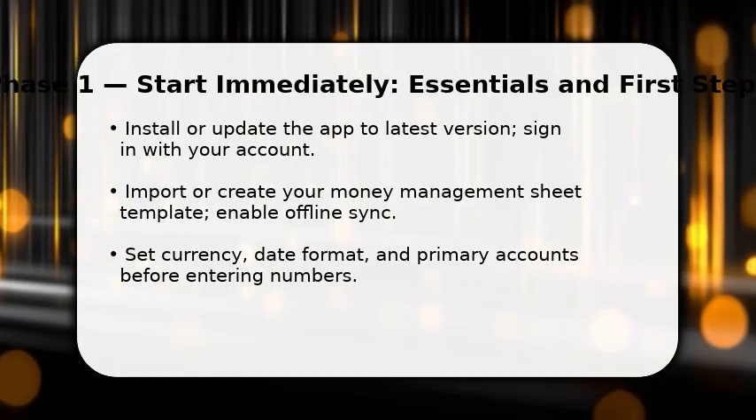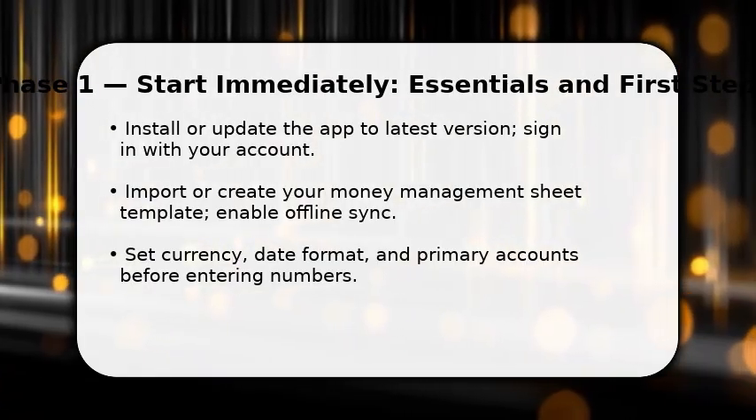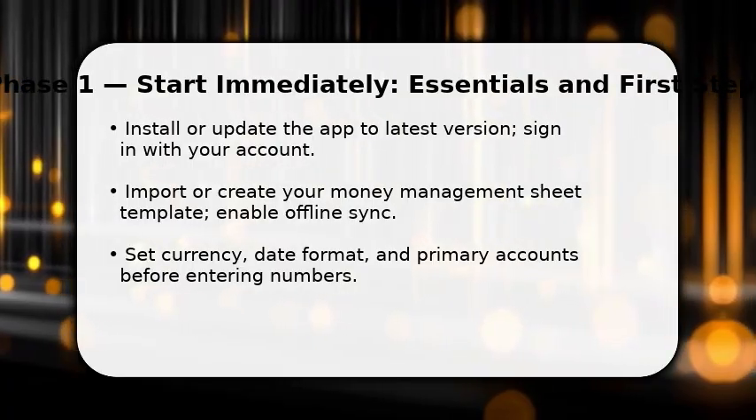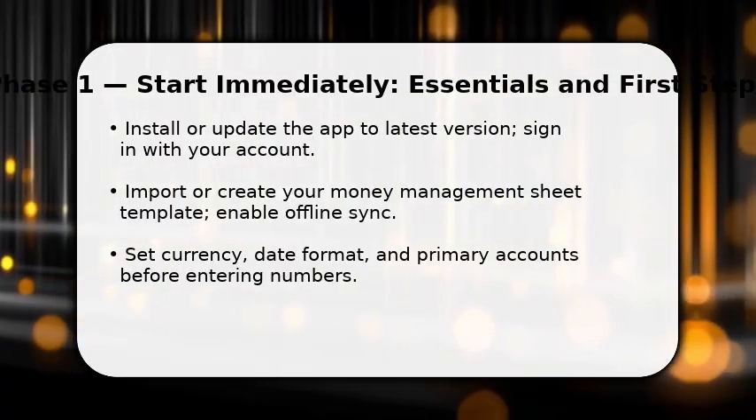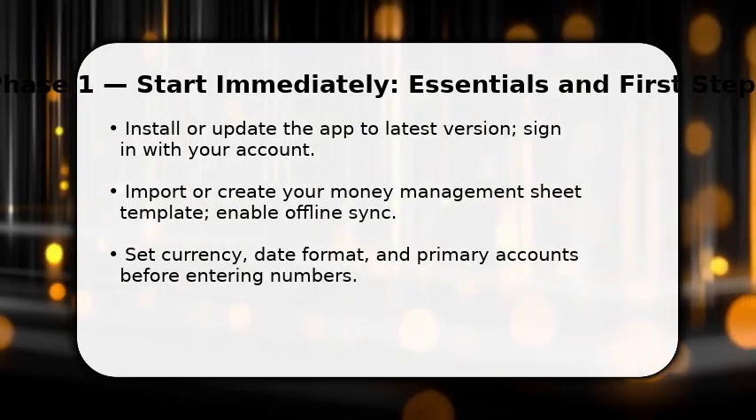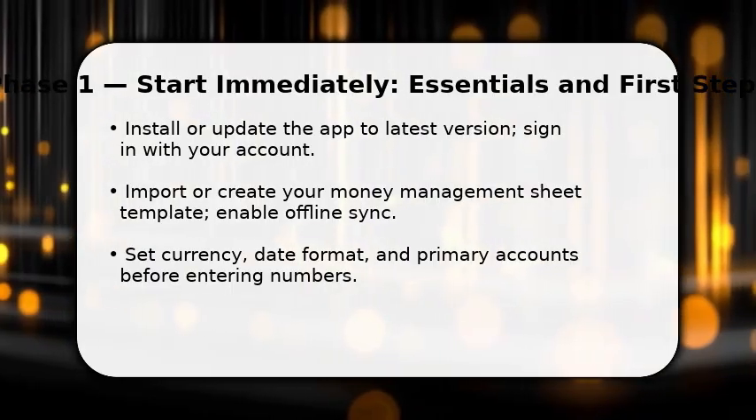You start by opening the money management sheet on your phone, tap the file immediately and place it in a folder you can reach. Enter currency and date format first, because formulas rely on consistent formats. Next, create or import a template and name primary accounts, checking, savings, credit, so categories match across rows.